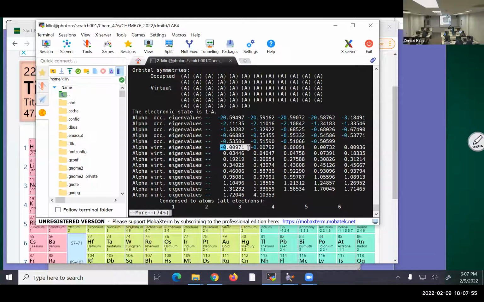So the energy difference of these two numbers has critically important value. So what are the units of these numbers? Anyone want to help, guess, suggest?